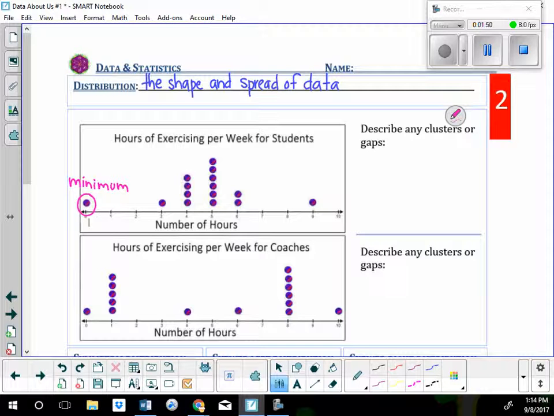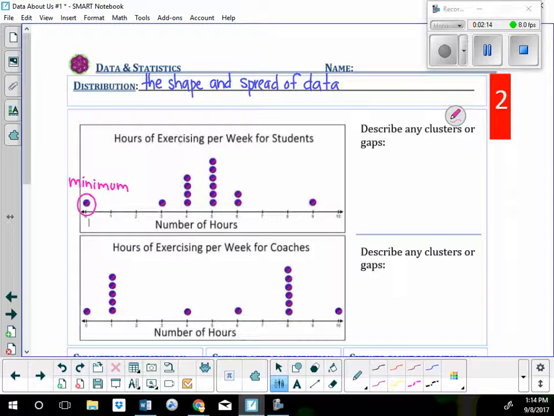Now, just so you know, sometimes kids will say it's 0 and 3 and 9 because they each have 1 on them. But that would be inaccurate. Our minimum is the least value, the smallest value here. This is the person that only exercised 0 hours.